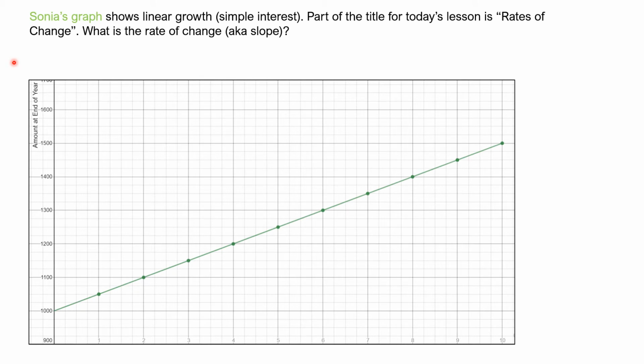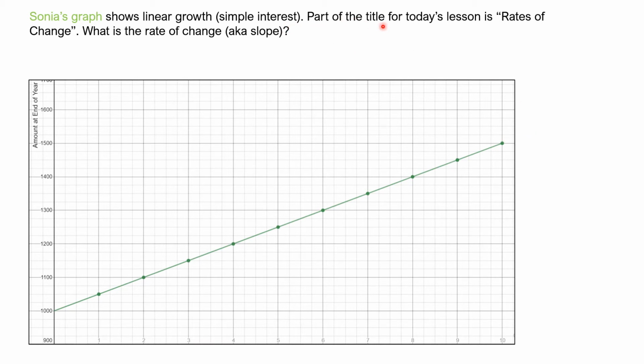Sonia's graph shows linear growth, right? That's simple interest is what we did today. And simple interest is the type of function that best models the growth of Sonia's money, which is linear. Linear is, you can look at the dots you have, they should have shown up in a linear pattern.